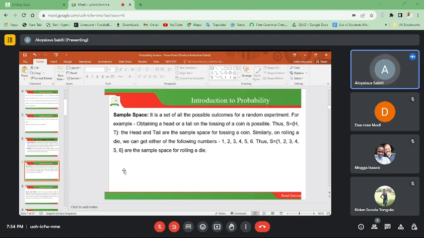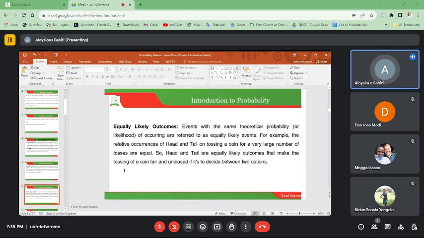Similarly, if you roll a die, there are different outcomes. We can either get 1, 2, 3, 4, 5, or 6. Therefore, the sample space for rolling a die is 1 to 6.